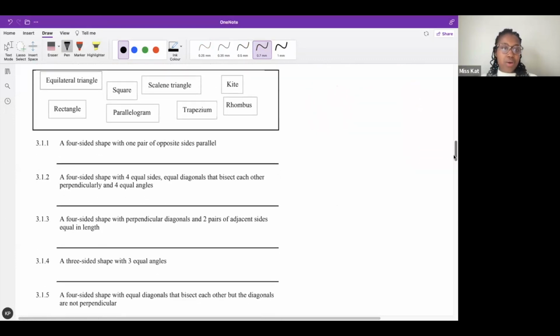Alrighty then. Now let's see if we know our shapes. So I have a bunch of shapes here, and I have a bunch of properties here, and I need you guys to tell me what goes where. So, a four-sided shape with one pair of opposite sides parallel. One pair. So which shape would you guys say that is?